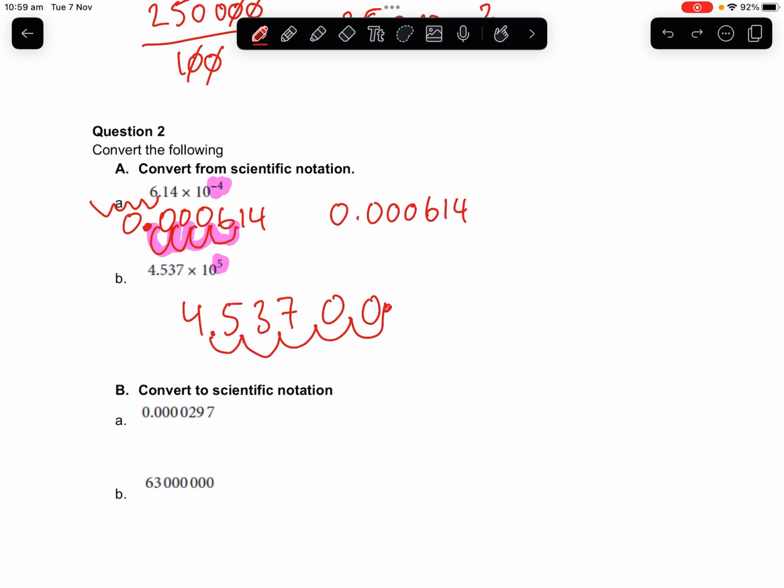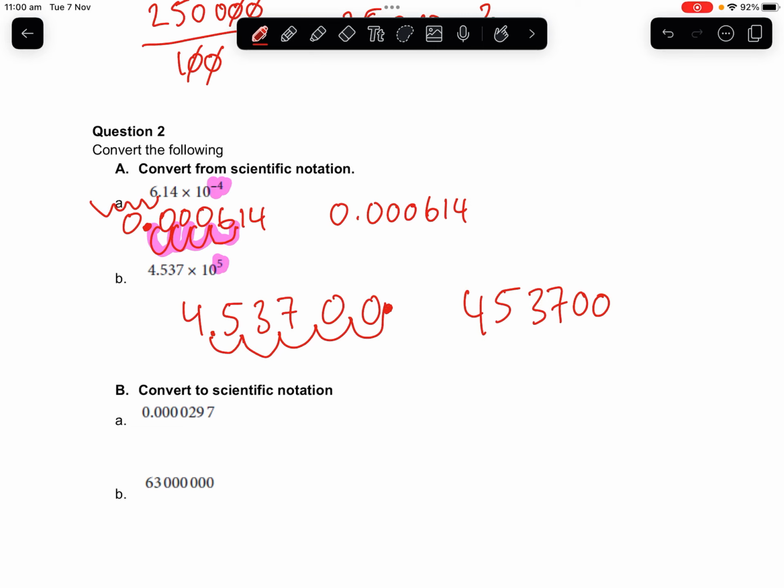So our decimal point is currently there. Let me rewrite it. This is our final answer. Again, you could have just written that in your calculator, your CAS calculator, and pressed equals. Next thing, question 2b. Convert two scientific notations.